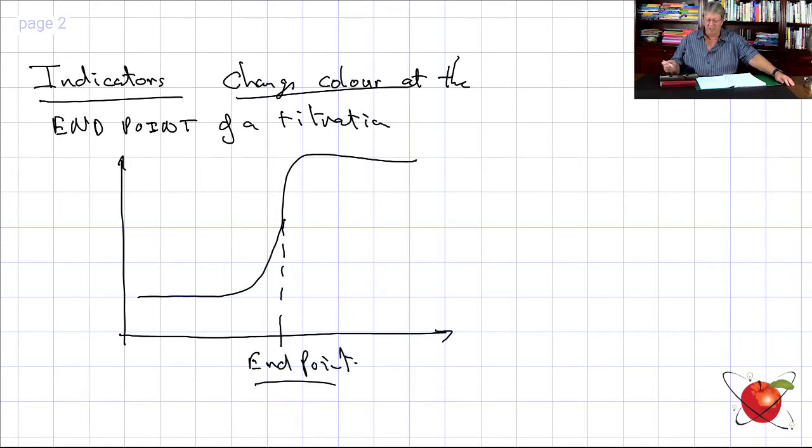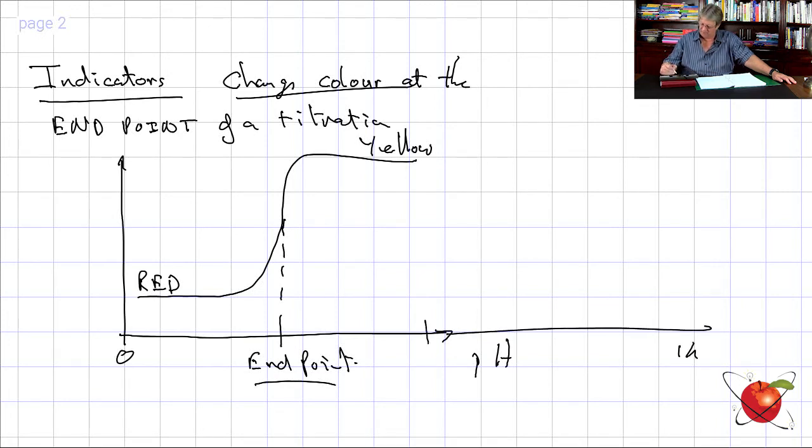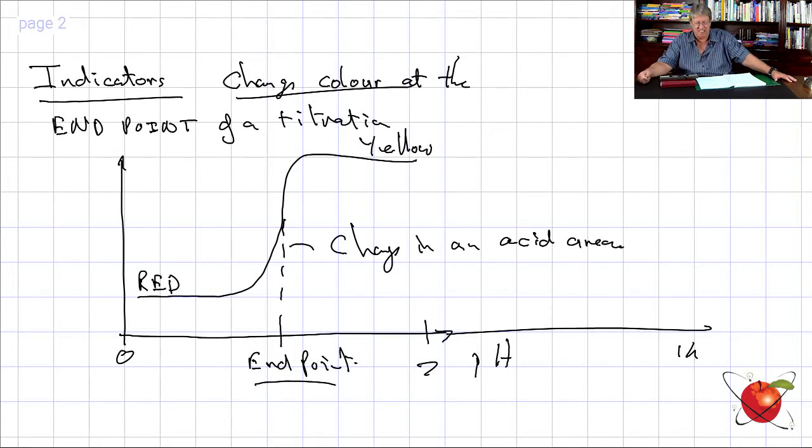Okay? We're going to do more on these graphs, but that would be in either first year or A-level stuff. Suffice it for the moment to say, let us say that this one here is red and it goes to yellow at there. Now, if I plot the pH along here, I've got 0 over there, I've got 14 over here, and I've got 7 over there. This end point, in other words, it changes in an acidic area.